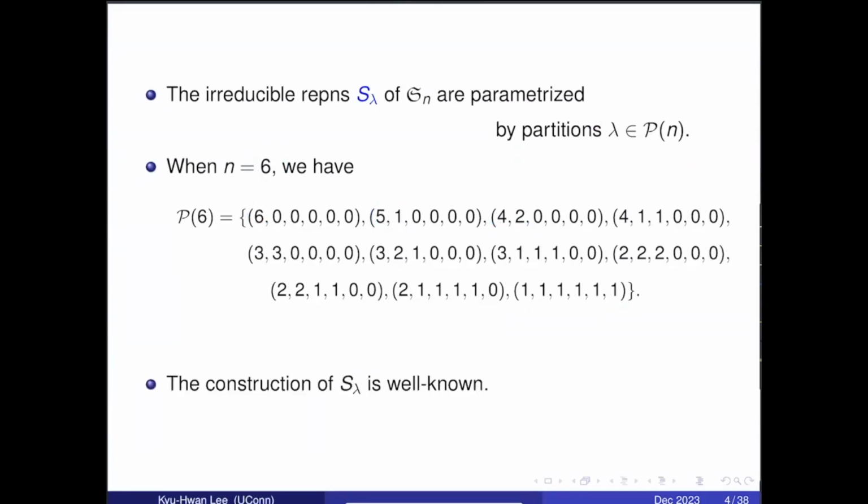The point is, S lambda is parameterized by partitions. Each partition will give us one irreducible representation. So there are 11 irreducible representations for S6. The construction of Specht modules, or the irreducible representations, is very well known. I will not go over the construction.